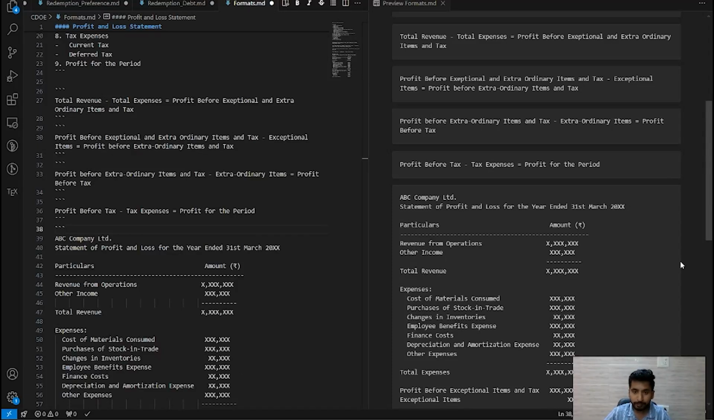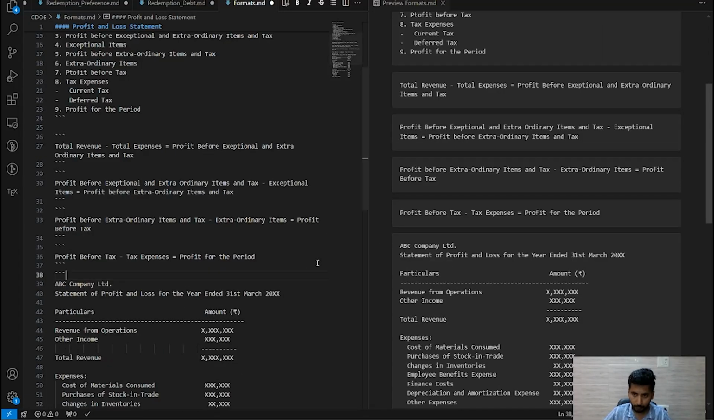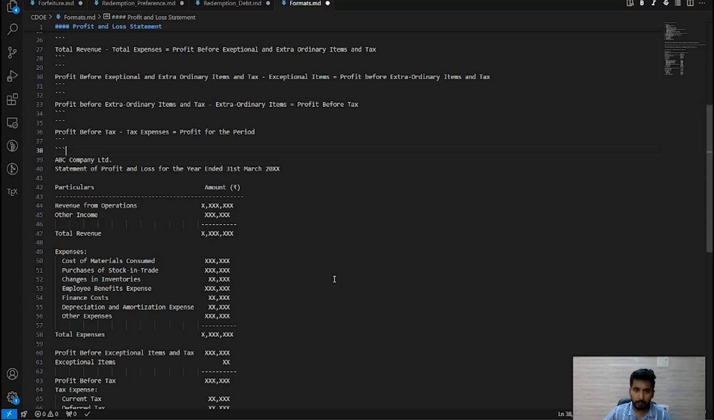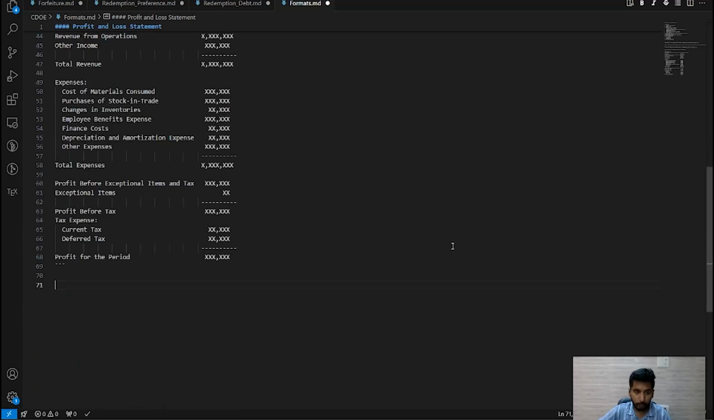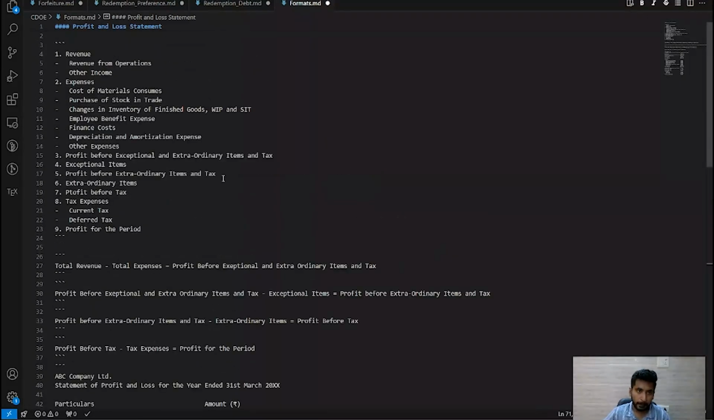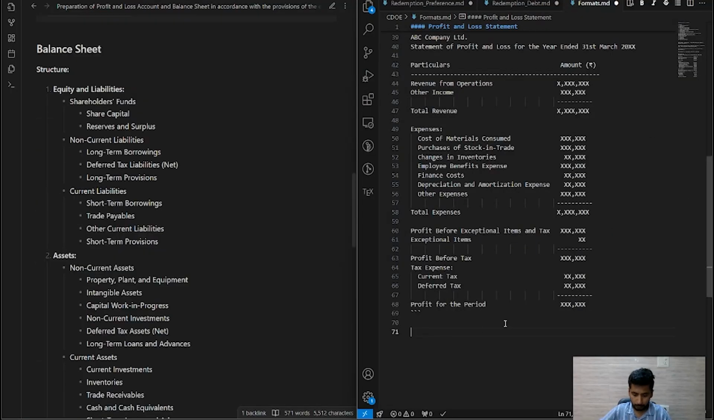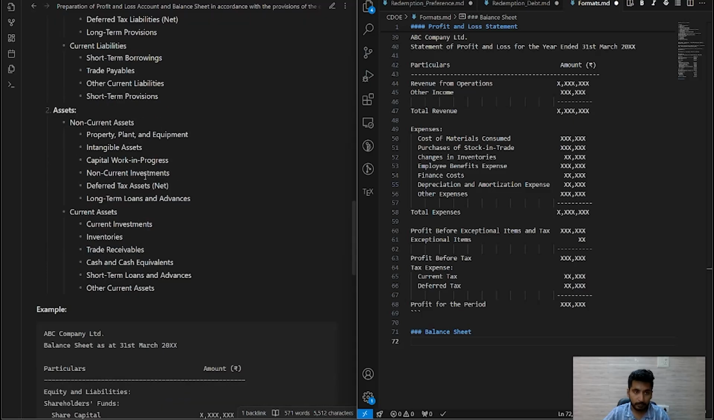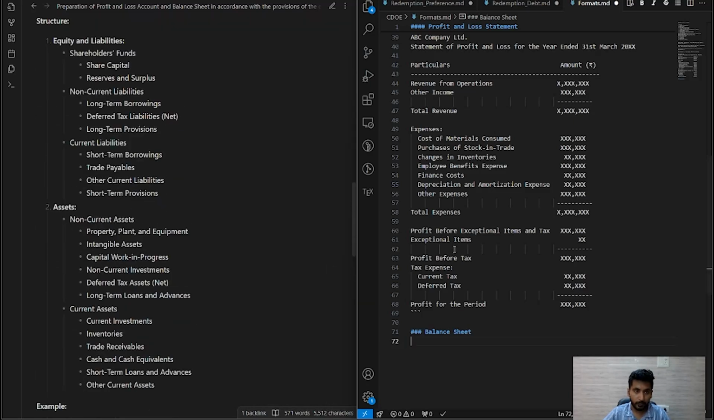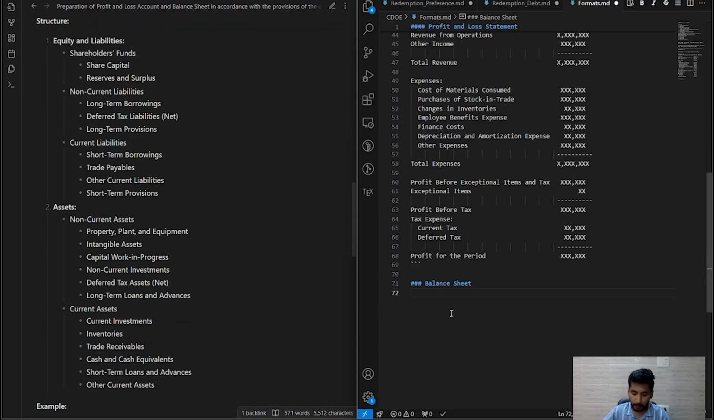Now, same, we shall talk about the format of the balance sheet. Balance sheet in the companies follows Schedule 3, Part 1. So it will be like this. First of all, will be the equities and liabilities.